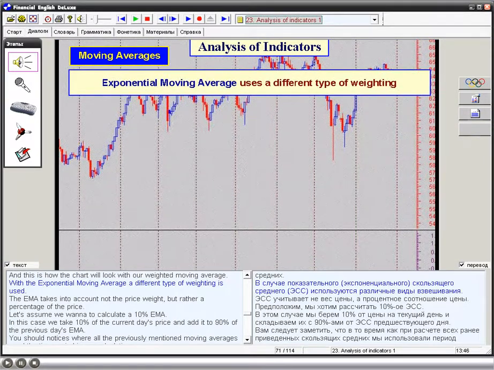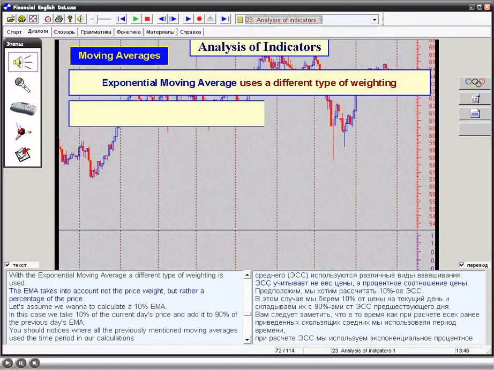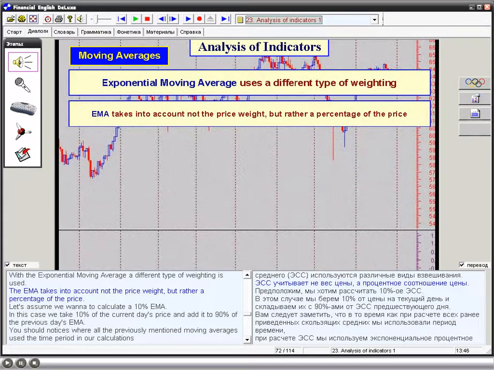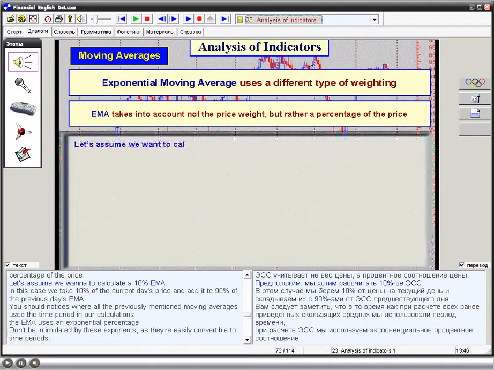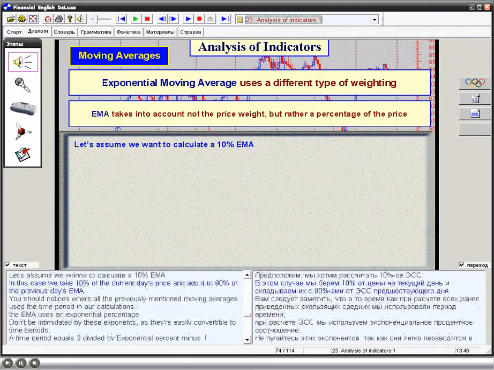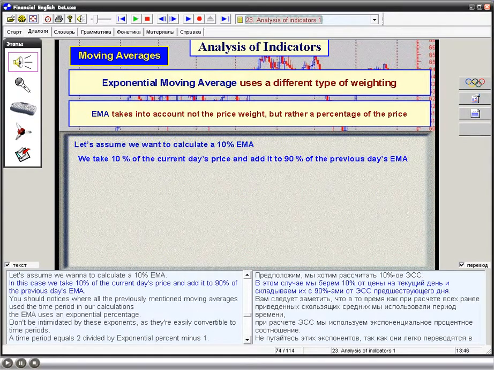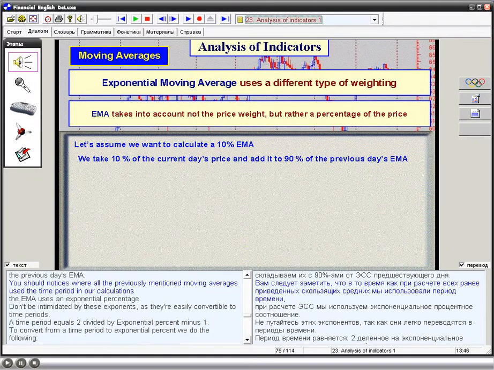With the exponential moving average, a different type of weighting is used. The EMA takes into account not the price weight, but rather a percentage of the price. Let's assume we want to calculate a 10% EMA. In this case, we take 10% of the current day's price and add it to 90% of the previous day's EMA.